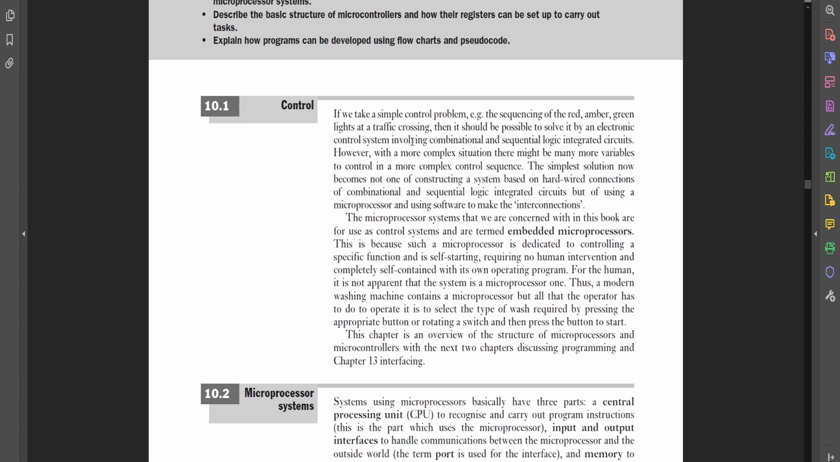If we take a simple control problem, the sequence of the red, amber, and green lights, then it should be possible to solve it by an electronic control system involving a combination of sequential logic integrated circuits. However, with a more complex situation, there might be many more variables to control in a more complex control sequence. The simplest solution then becomes not constructing a system based on hardwired connections or combinations of sequential logic integrated circuits, but using a microprocessor and using software to make the interconnections. The microprocessor systems that we are concerned with in this book are for use as control systems and are termed embedded microprocessors.